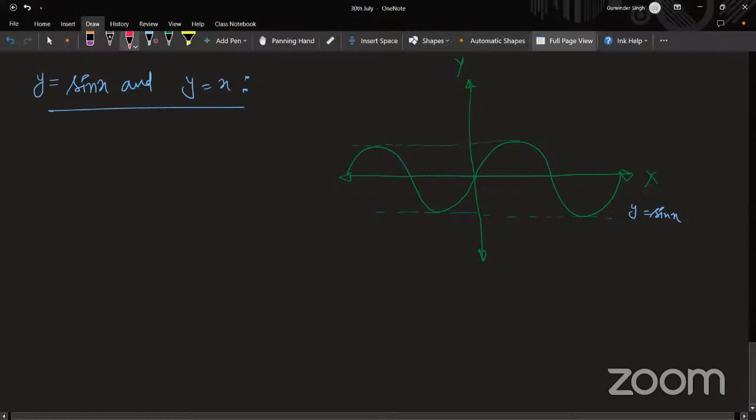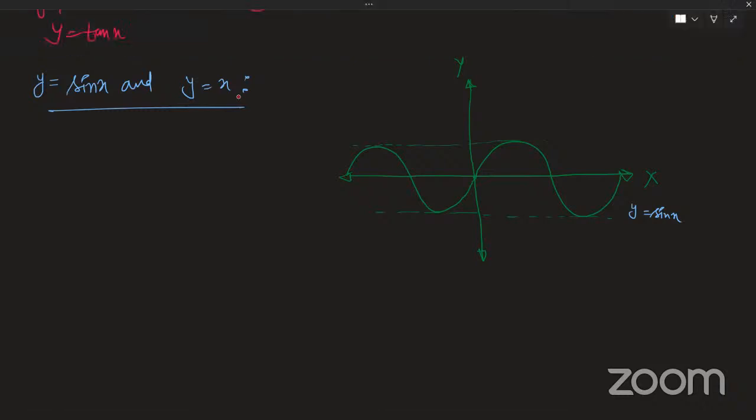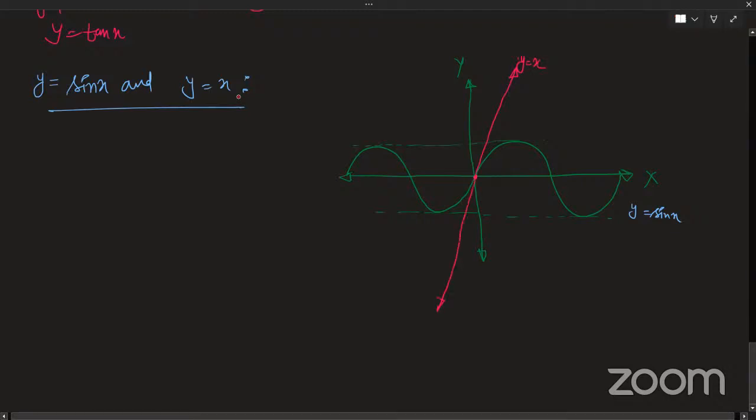Now I'll be drawing my y is equal to x in red. What will happen with y is equal to x is it will pass through the origin definitely. It will move something like this. This is my y is equal to x. It will go like this. Got it? Any doubt? So they are just intersecting at one point, and that one point is the origin. It will go at 45 degrees. Absolutely correct.